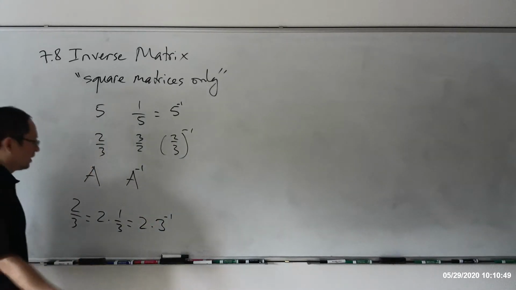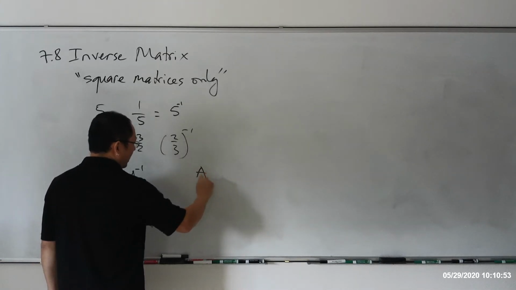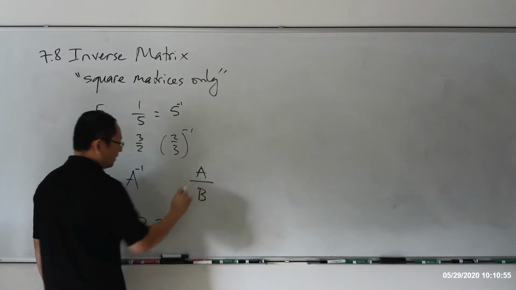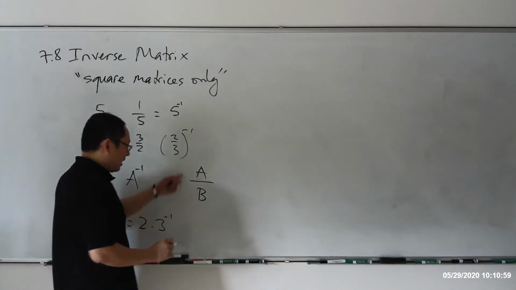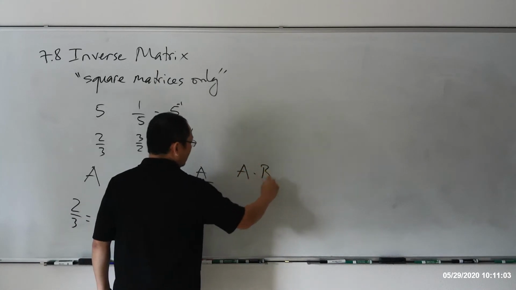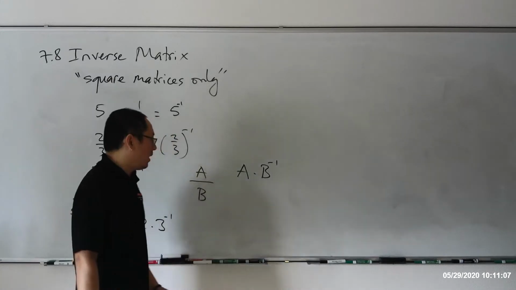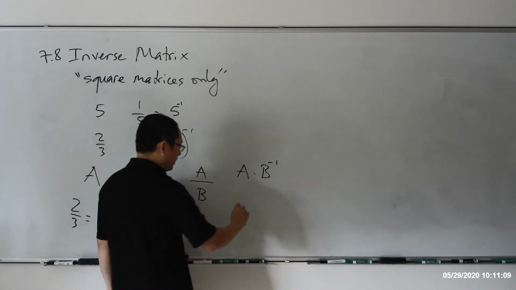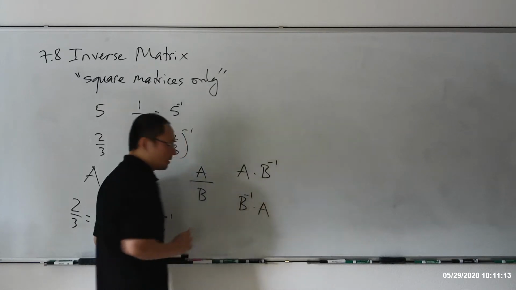Okay, so this is not a legal way of writing. So I'll show you. Say matrix A over matrix B. We don't have matrix division, by the way. So instead of A divided by B, you have something like A times B inverse. But since matrices preserve order, we have two cases: either A times B inverse or B inverse times A. It depends.